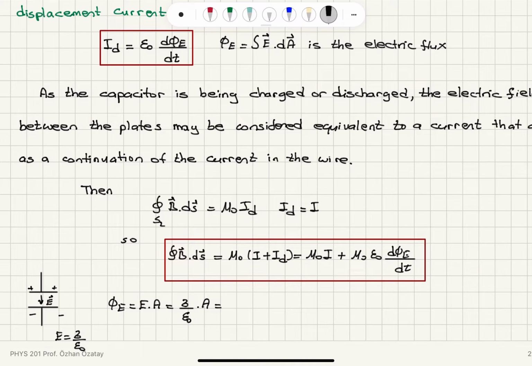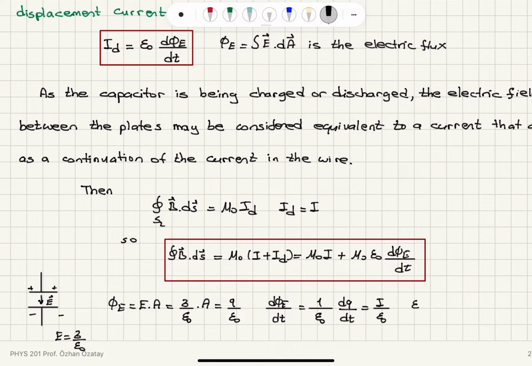Because we have a uniform charge distribution, this would be Q divided by epsilon zero. This is the total charge Q divided by area A. Areas cancel, we obtain Q divided by epsilon zero. Now if I write the rate of change of electric flux, d phi E dt, this is 1 over epsilon 0 dQ dt, and that is basically the current I divided by epsilon 0.